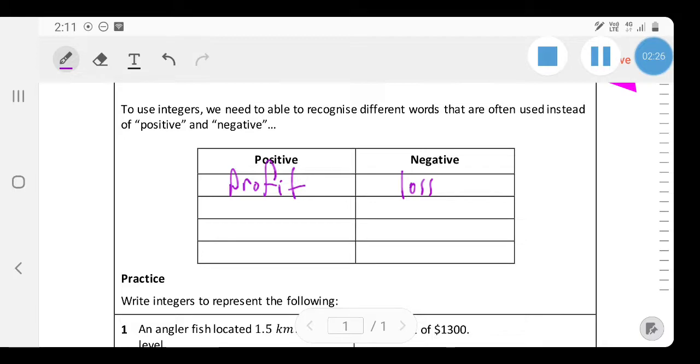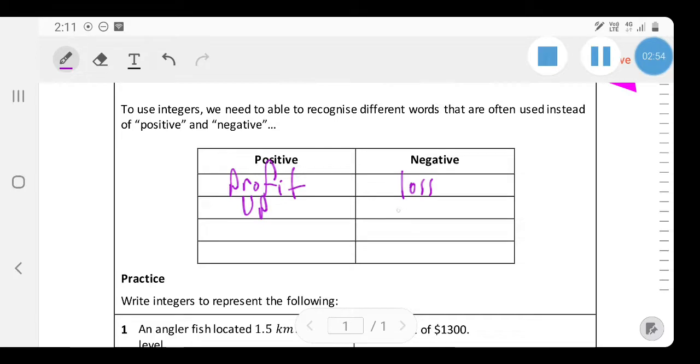If I've had a bad day in business, I can say that today our business made minus $6,000. In other words, we had a loss of $6,000, but represented as a directed number, which is another word for an integer. We would say we made minus $6,000 as a loss. Okay. All right. Another pair of words.